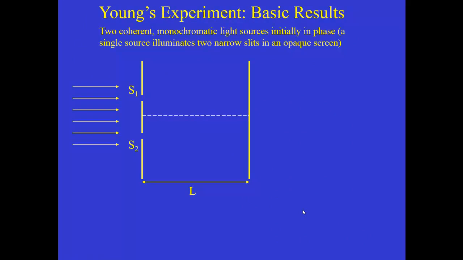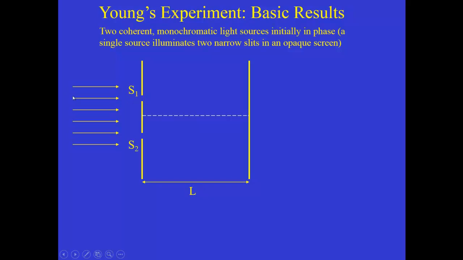So Young's experiment qualitatively looks like this. There is a source of light where the light comes in from the left, from some kind of a source, and it's going to hit a screen in which there are two small holes. And S1 and S2 act like two different sources of light.